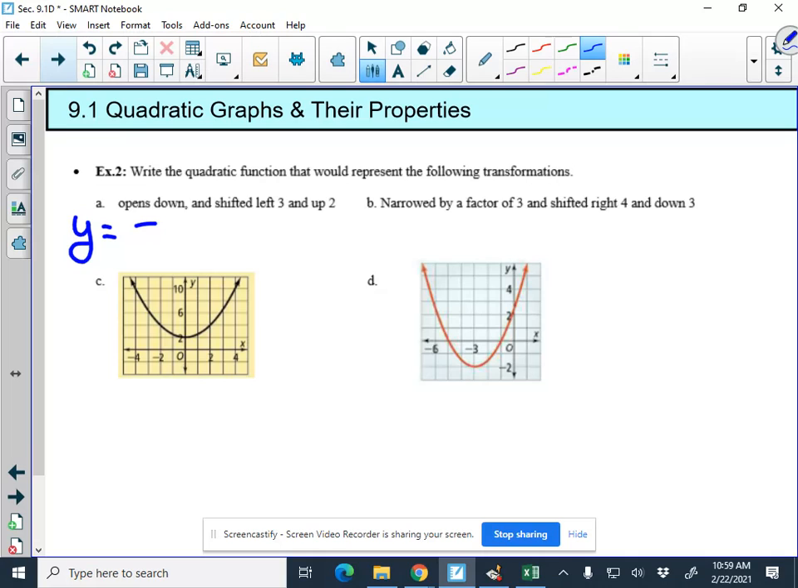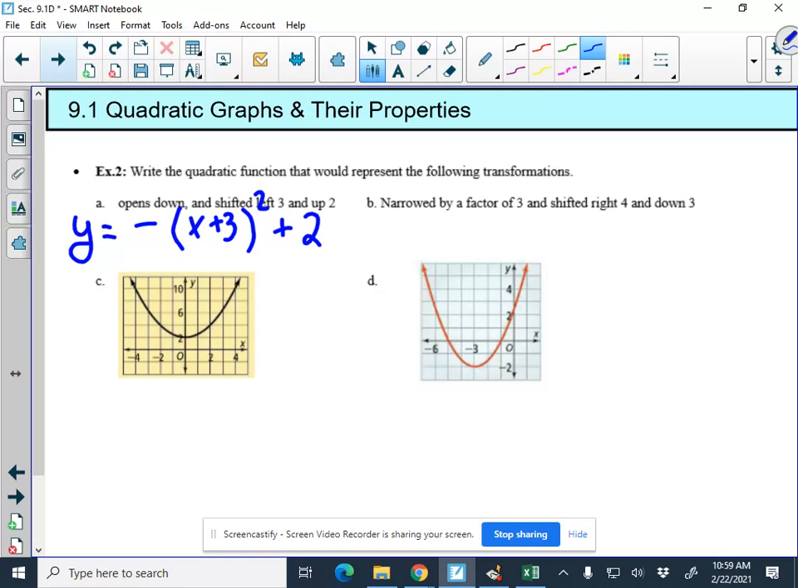Shifted left 3. So left and right are in parentheses. If it goes left, it should be what in parentheses? X plus 3. Good. And then you put on the squared. Remember, the x is always squared. And then it says up 2. So what do we put at the end? Plus 2. Okay?